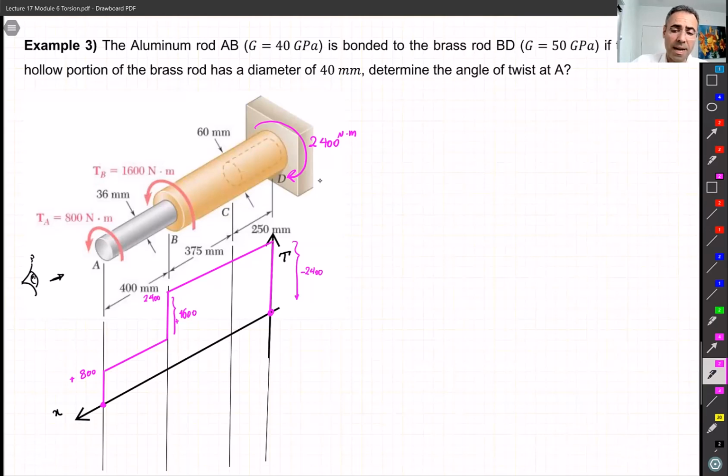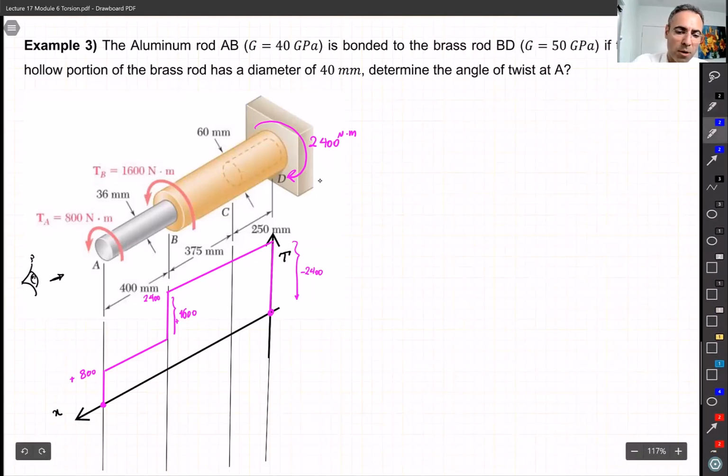Is it clear now? Again, as I said, this is the most important part. If you get this one right, then the rest is easy. Are we good? Okay.